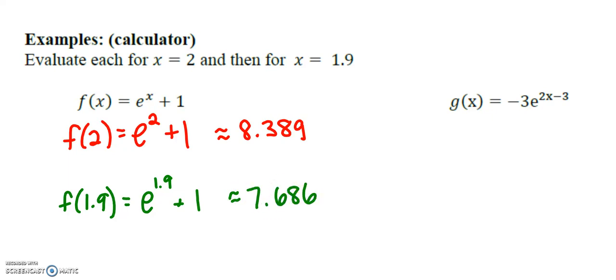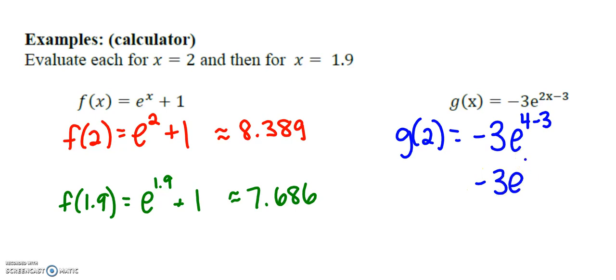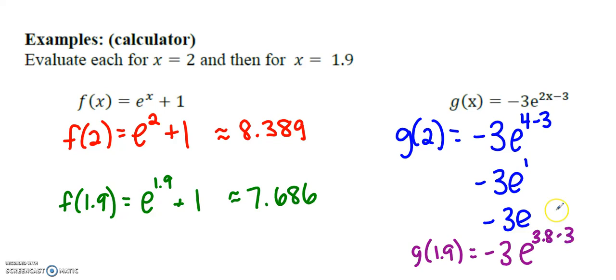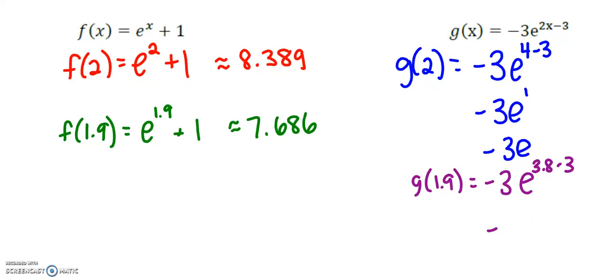So this next one looks a lot more complicated, but it's a similar process. We're going to find g of 2. Negative 3 e to the 4 minus 3, which is really negative 3 e to the first, which is really just negative 3 e. Then I can find g of 1.9, which is negative 3 e to the 3.8 minus 3, which is negative 3 e to the 0.8.